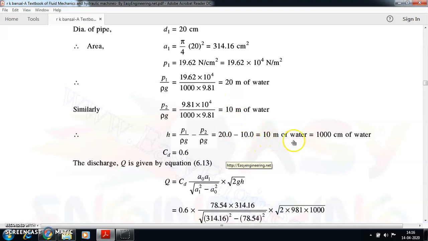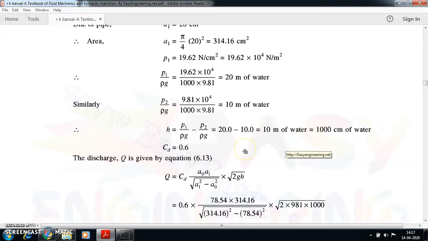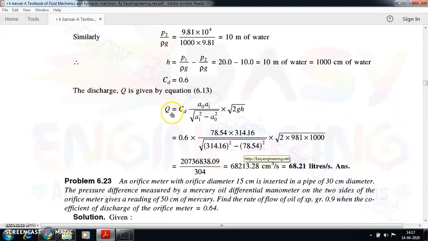See, after finding meters of water, he is again converting into centimeters. Why? Because he has kept the area in centimeters. The better way is to convert area into meters and then work it out. That will be much better. So no need to convert these meters of water again into centimeters. CD value is given to you. Now it is mere substitution. Go to your Q equation, CD A0 A1 divided by root of A1 square minus A0 square into root of 2GH. Just substitute the values of all the variables in a proper single unit.